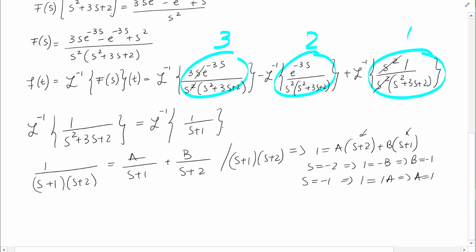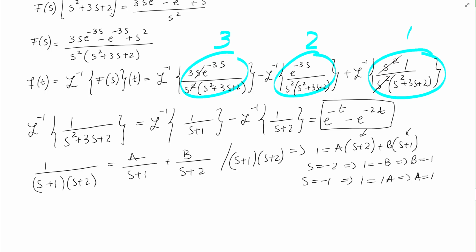Which means this can be written as the inverse Laplace transform of 1 over s plus 1, minus the inverse Laplace transform of 1 over s plus 2. If you look in the table from the definition of Laplace, this is e to negative t, and the second one is e to negative 2t. So we calculated the first inverse Laplace transform that we wanted.